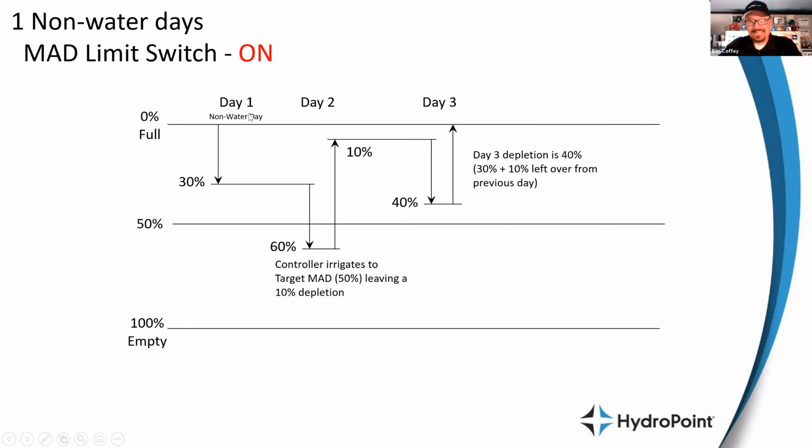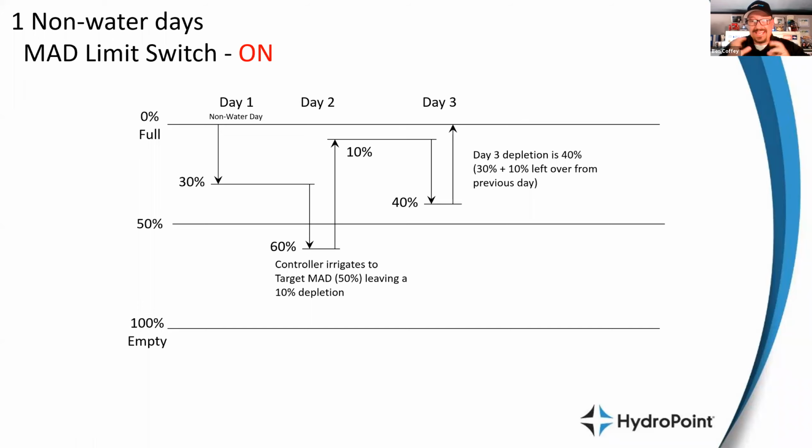So back to our example, day 1, we don't irrigate. Day 2, we're at 60%. We only water back 50%, right? We don't water it back to 0. We water back to 10%. So the carryover depletion going into day 3 is 10%. And then on day 3, we've had some more ET happen. We've lost some more water to the depletion, right? It drops down to 40%, and we'll water out the 40% on day 3.